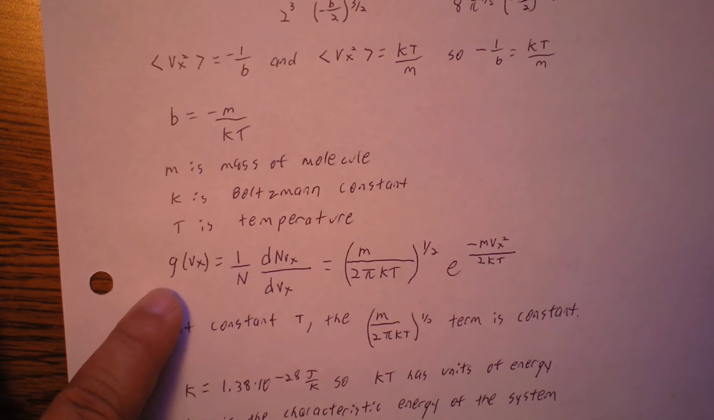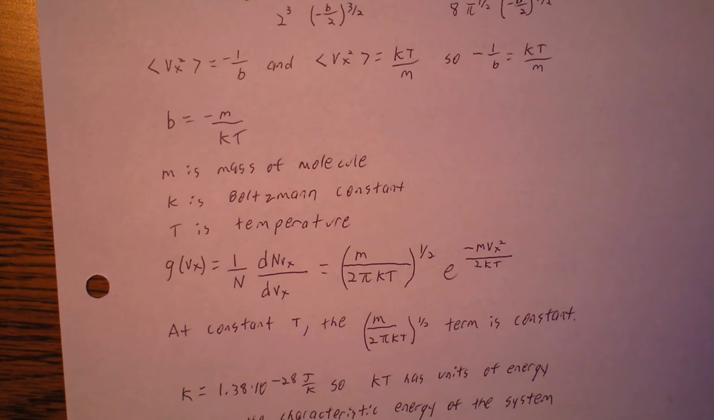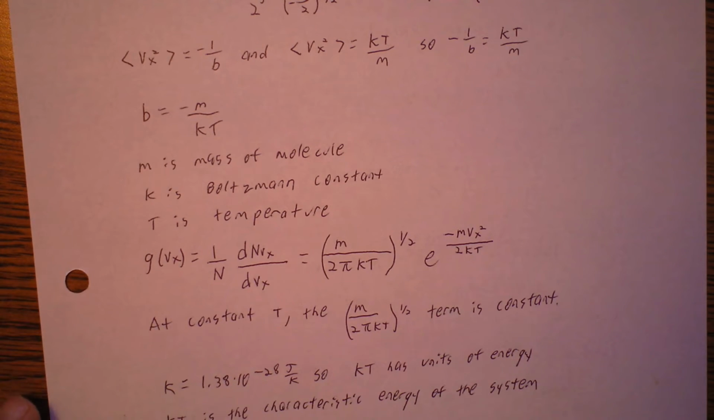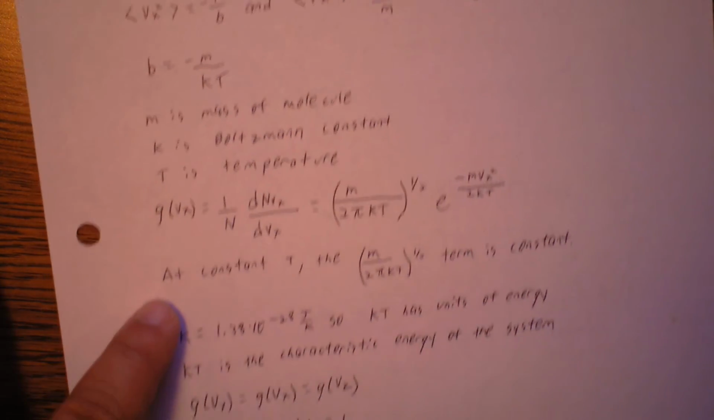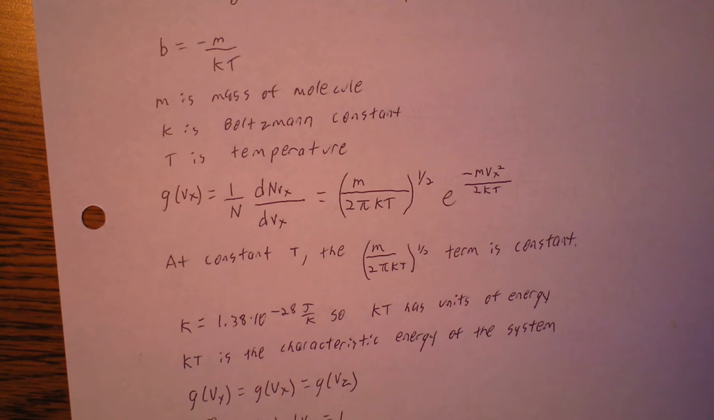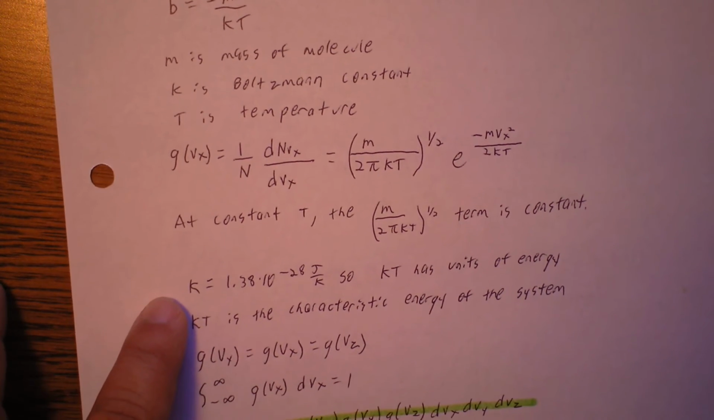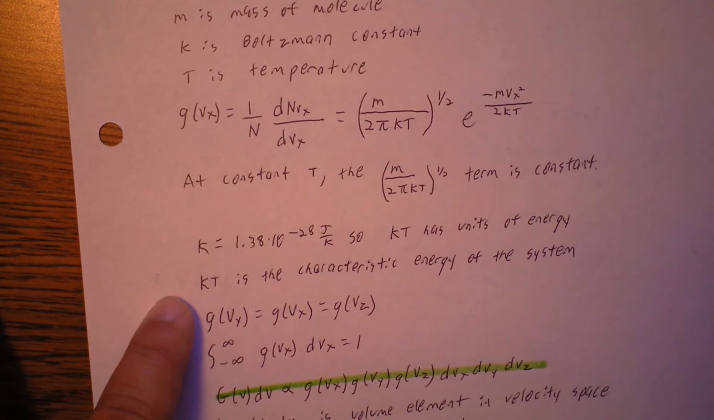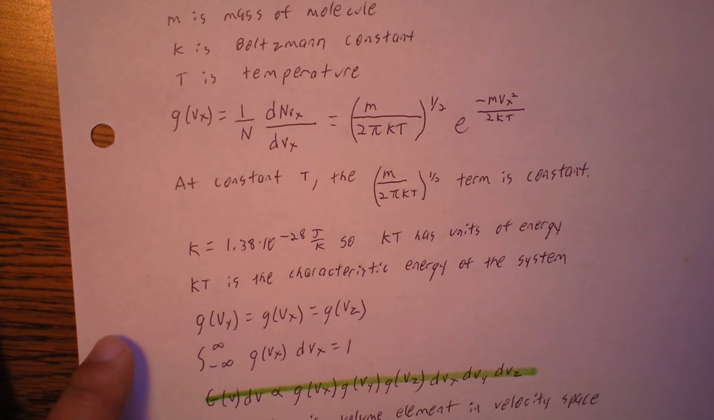So we have g of v of x equal to 1 over n times the differential n of vx over dvx, and that's equal to m over 2 pi kT to the 1/2 power times e to the minus m vx squared over 2 kT. At constant temperature, the m over 2 pi kT 1/2 term is constant. Now we know k is equal to 1.38 times 10 to the negative 28 joules per Kelvin. That means kT has units of energy. kT is what we call a characteristic energy of the system.